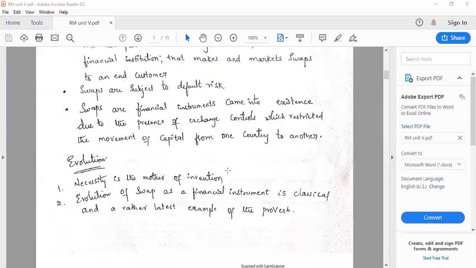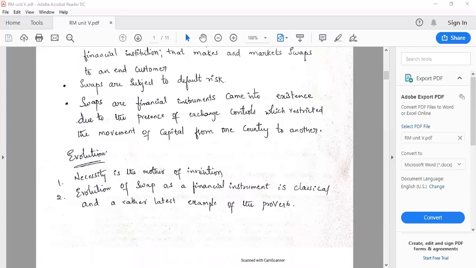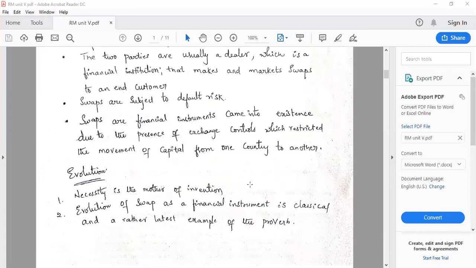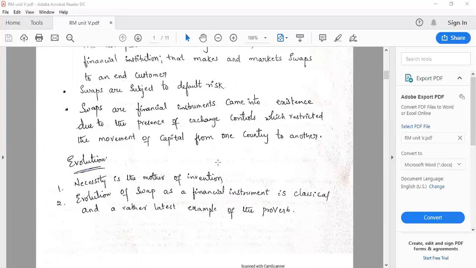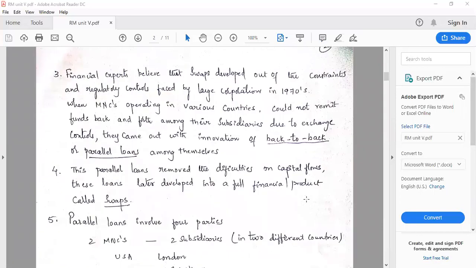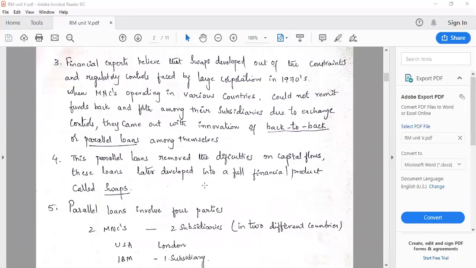Okay, let us see the evolution of swaps. As I told you, because of these reasons swaps were introduced. Necessity is the mother of invention. Because of that necessity, controlled exchanges and restricted movements of capital led to the invention of this. And the evolution of swaps as a financial instrument is based on this proverb, the mother of invention. And third, financial experts believe that swaps developed out of the constraints and regulatory controls faced by large corporations in the 1970s. When MNCs operating in various countries could not remit funds back and forth among their subsidiaries due to exchange controls, they came up with the innovation of back-to-back or parallel loans among themselves.